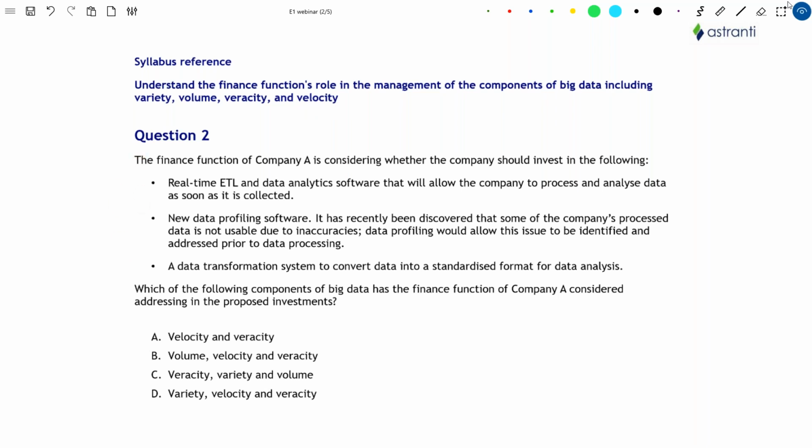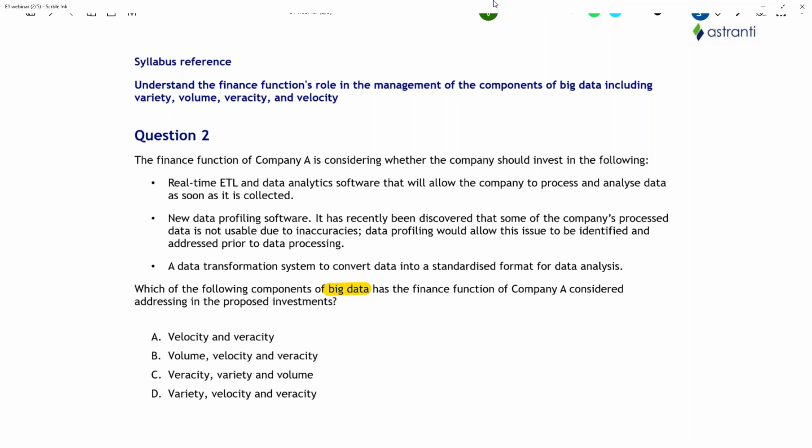The best approach is always to read the requirement line first, so that when you do read the scenario, you know what information is important and what you're looking for, and that way you're not going to have to read through the question twice. So we're going to skip down to here, which is our requirement line. Which of the following components of big data has a finance function of company A considered addressing in the proposed investments? Okay, and the key term that we've got here is big data.